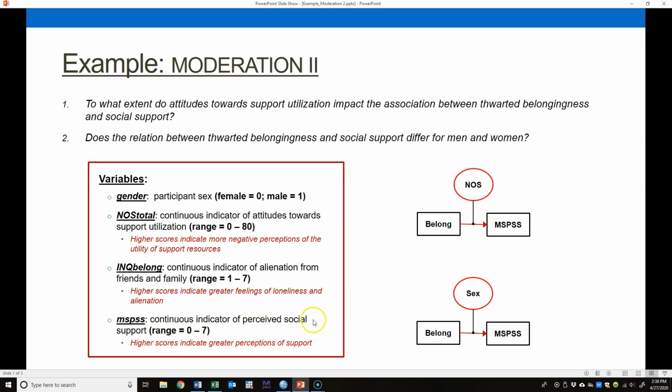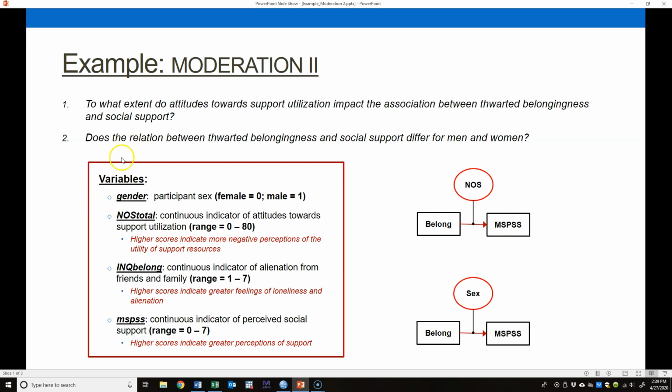Okay, and so what we're interested in looking at in terms of our interactions, we want to know to what extent attitudes towards support utilization influence the association between thwarted belongingness and social support. So here we're modeling or conceptualizing this as our NOS scores changing the strength or magnitude or direction of the association between belongingness and perceived support.